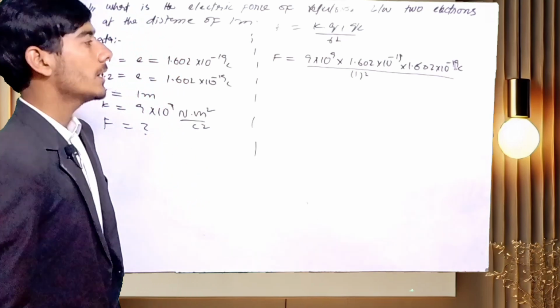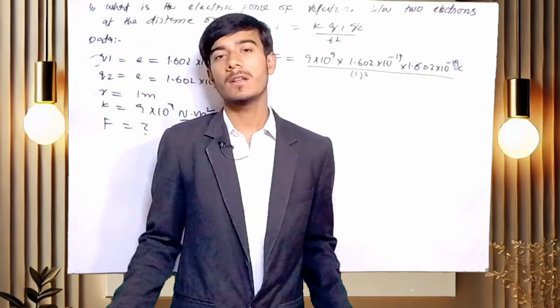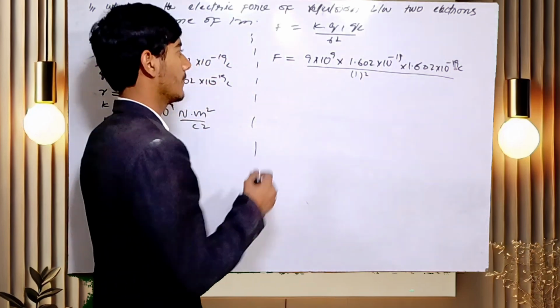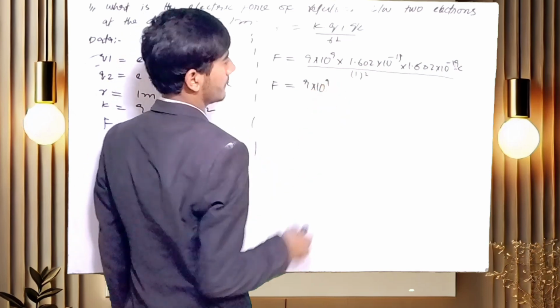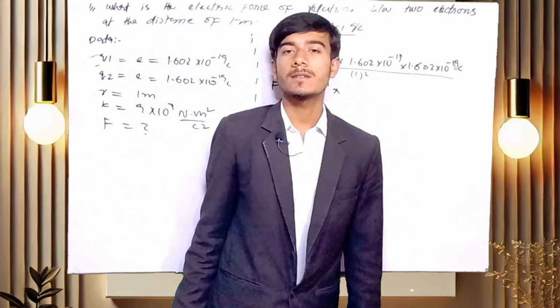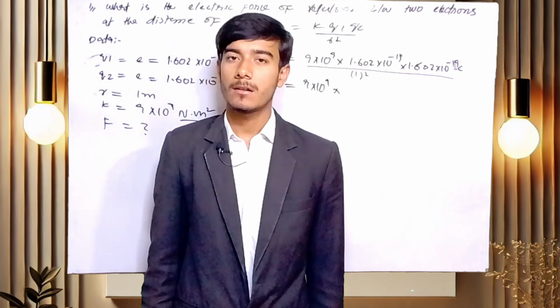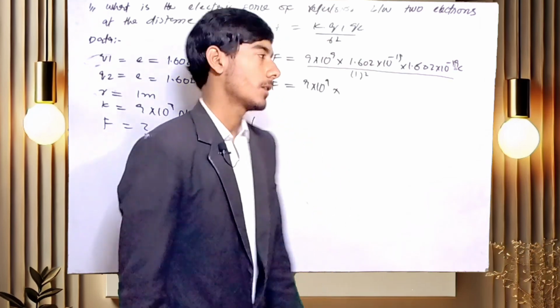If you write 1 square or not, there is no difference. It is all the same. F is equal to 9 into 10 power 9. Now if you multiply 1.602 by 1.602, the answer will be 2.566. Should I solve it? If you say, I will solve. Okay, I am solving.